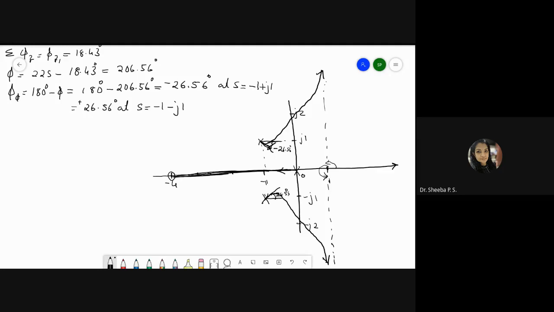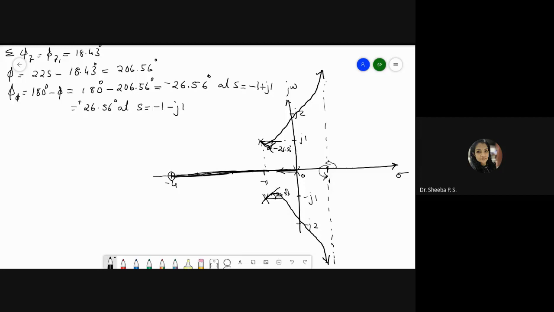So you can see that there are three parts. One part is from 0 to -4. The another one is from -1 plus j1, that pole is ending at infinity. Then -1 minus j1 is ending at infinity. And it is cutting the imaginary axis at j2 and minus j2. So this is the complete root locus of this particular problem. This is sigma, the real axis, and this is the imaginary axis.